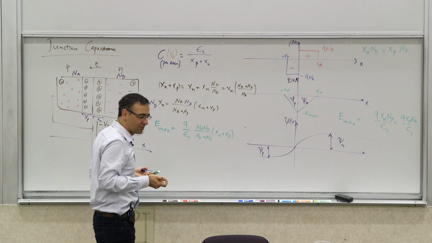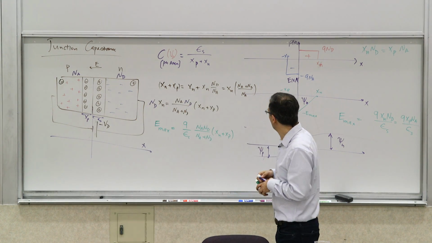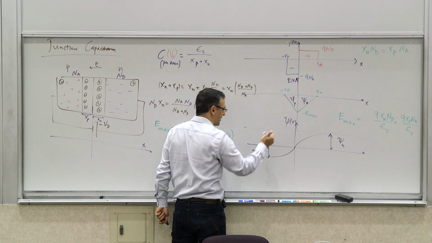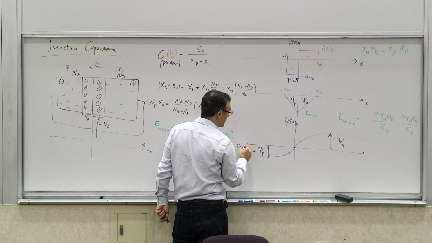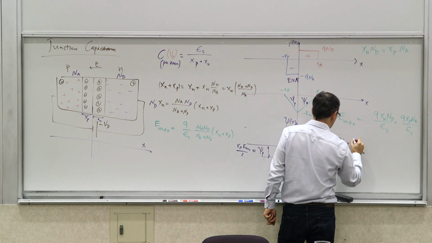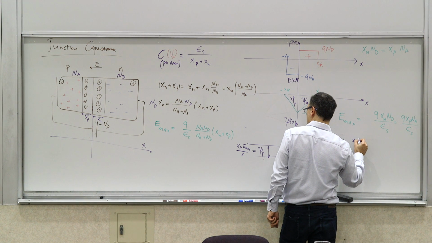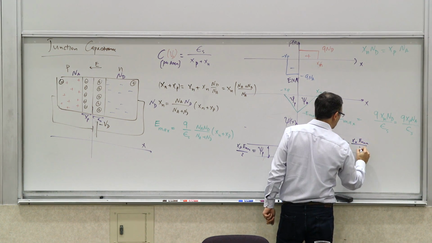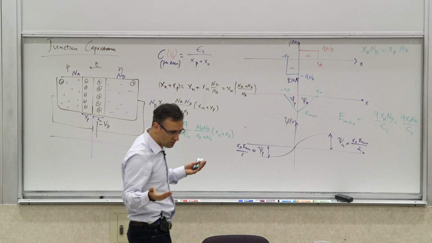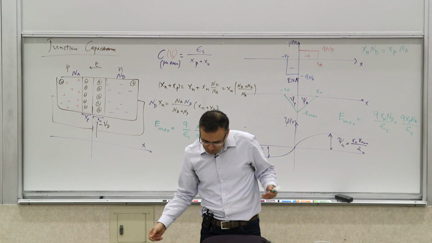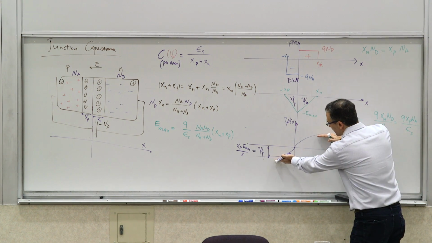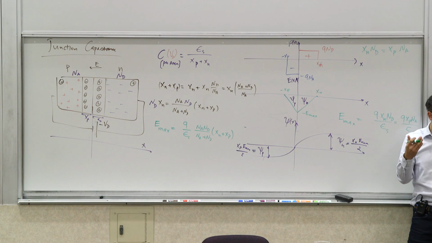So what are those areas? Well, what is the area of this thing? So psi p is going to be xp E max divided by 2, and psi n is going to be xn E max over 2. Is it clear? Right? Good. So we are almost done with that. And the total difference of psi n and psi p is the total potential across this thing.